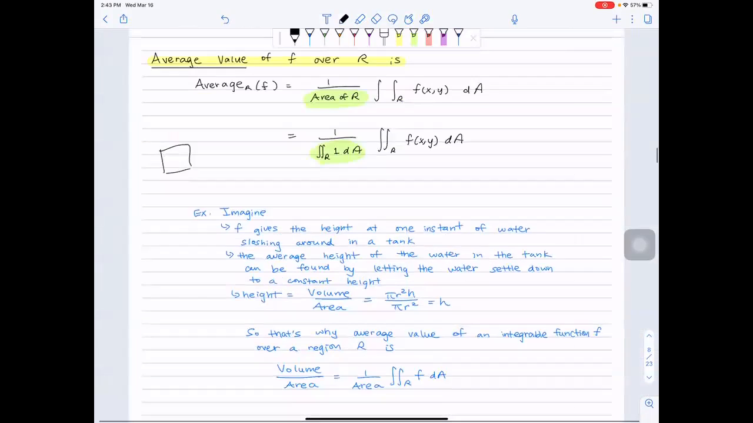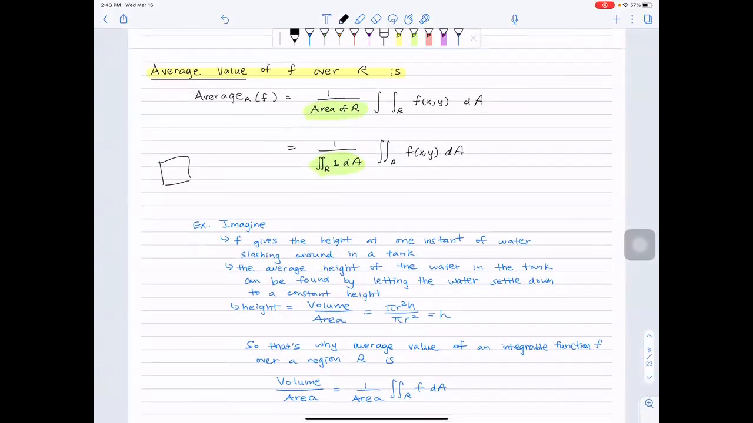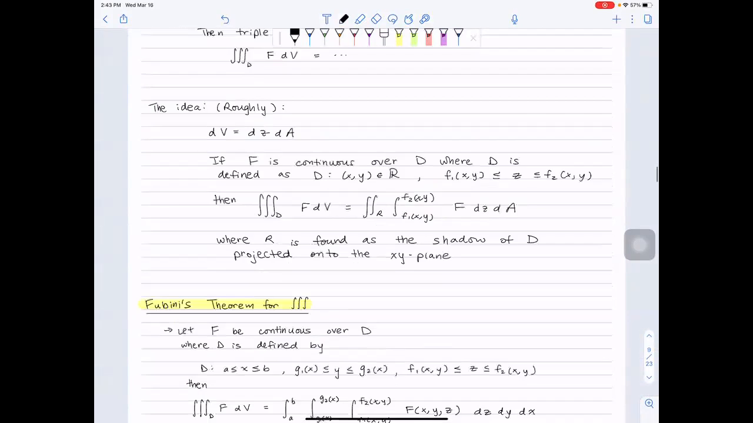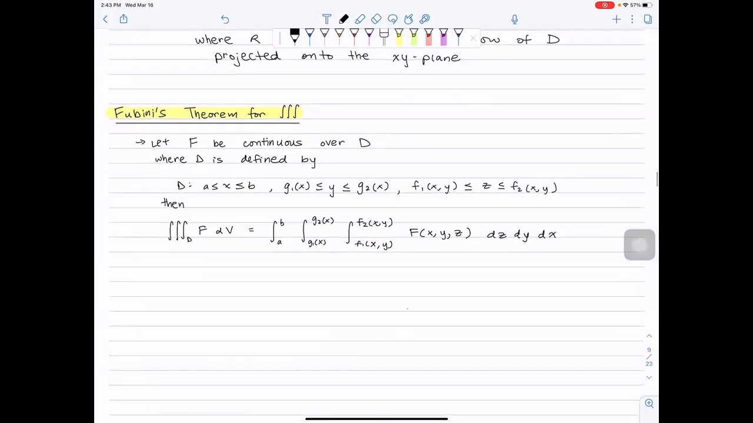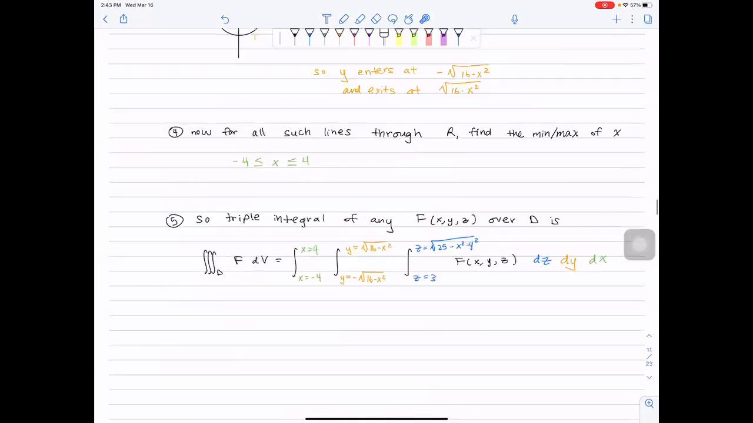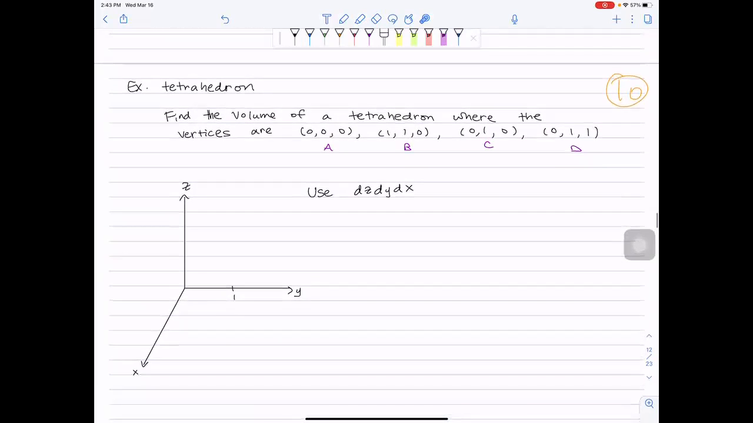Okay, any questions on double integrals before I move on to triple integrals? Okay, so now we have Fubini's theorem for triple integrals. Now we have triple integrals and we have a function dz dy dx. Triple integrals are a bit trickier. Let's do this with an example.